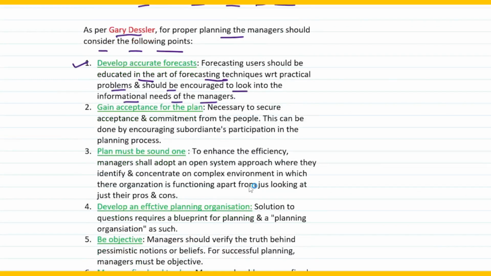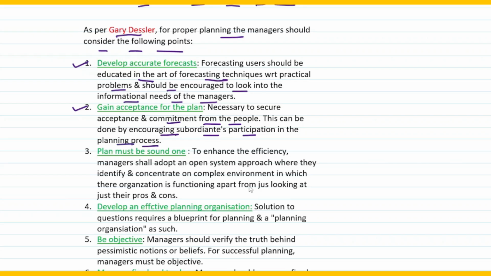Now secondly, he says that it should gain acceptance for the plan. Whatever plans you are executing, the people should have a tendency to accept that. It is necessary to secure acceptance and commitment from the people, because if there is no acceptance of the plans, then the execution may be a failure, ultimately affecting the goals of the organization. This can be done by how? This can be done by encouraging subordinates' participation in the planning process.